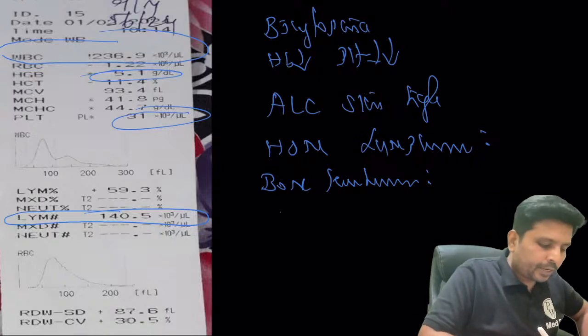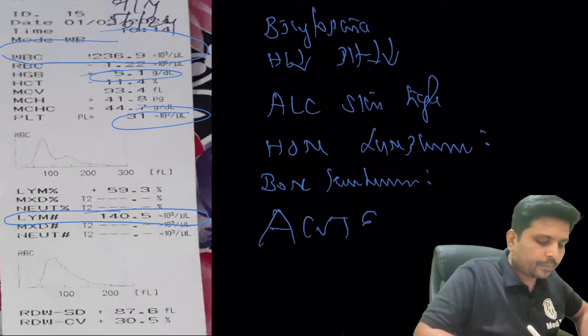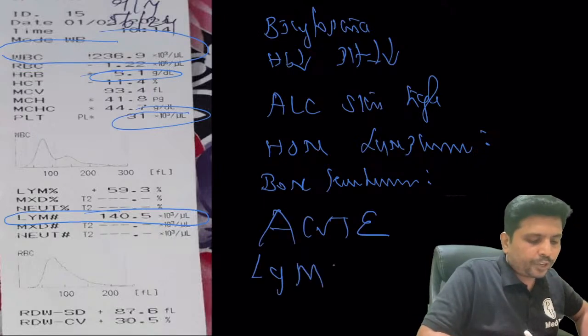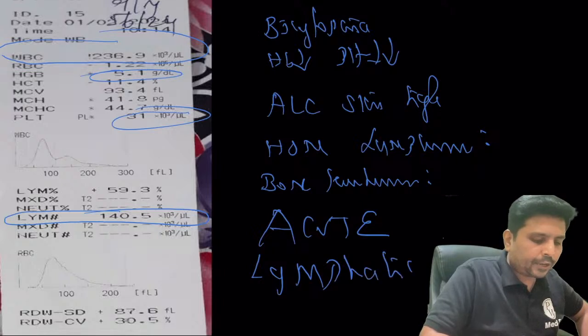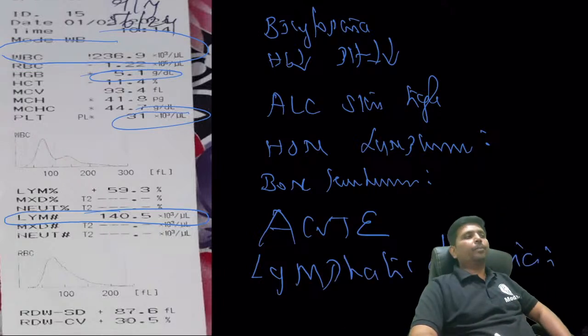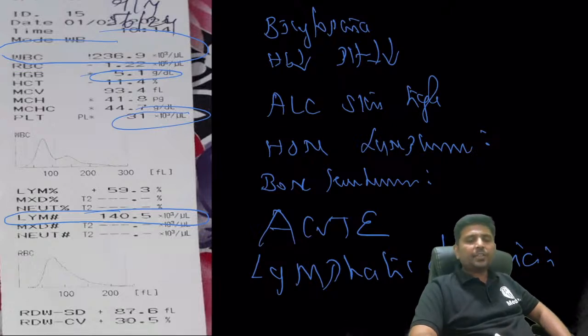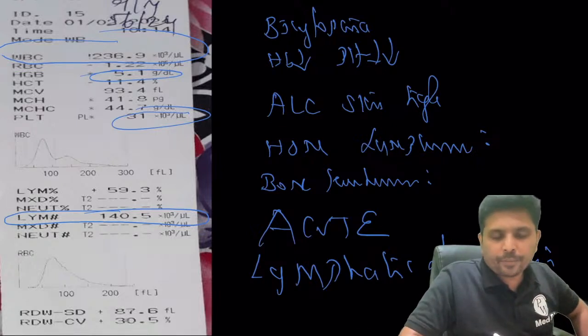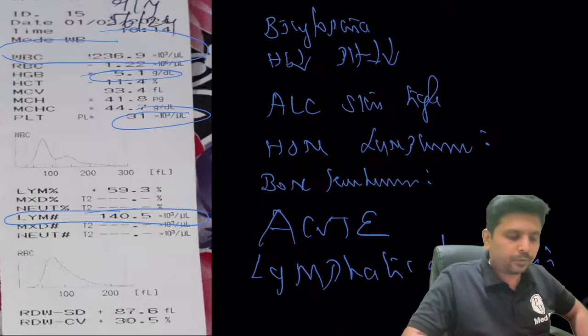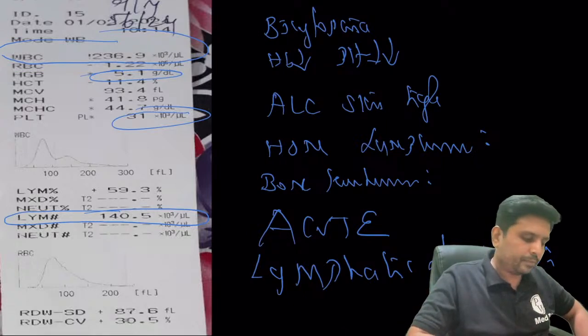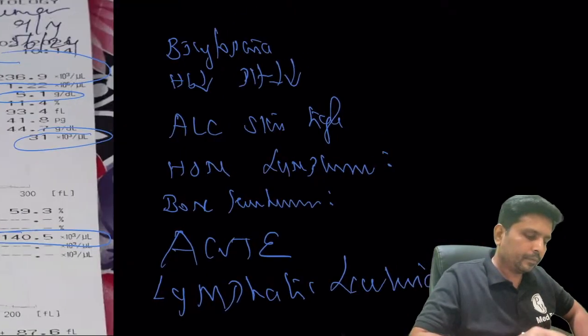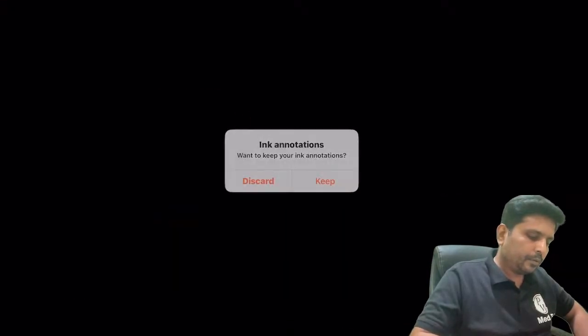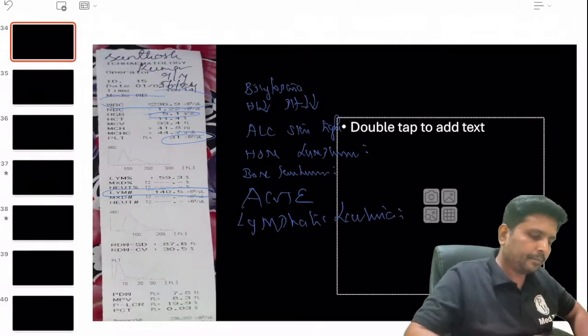Very good. It is acute lymphatic leukemia. Bicytopenia with absolute lymphocytosis is acute lymphatic leukemia unless otherwise proved. Very important. Okay, then.